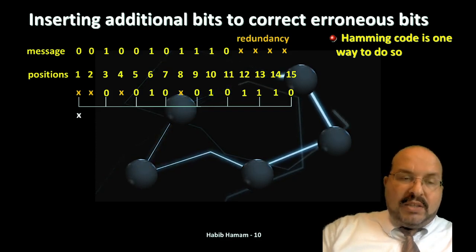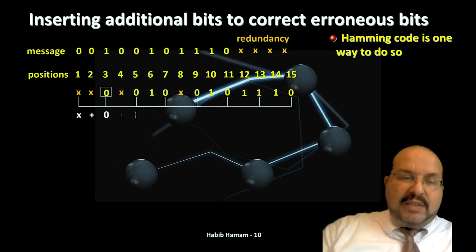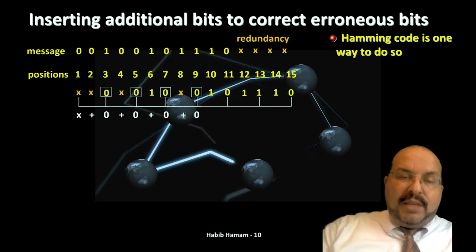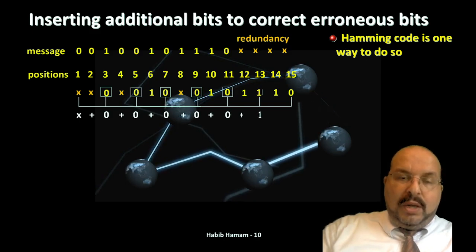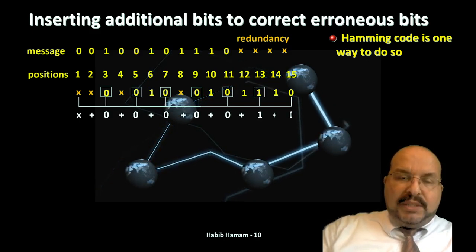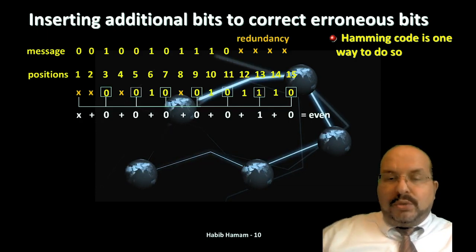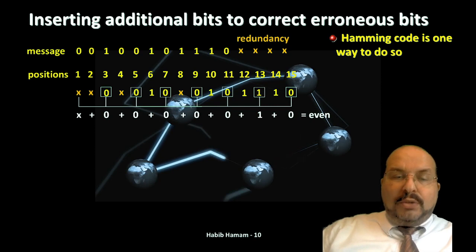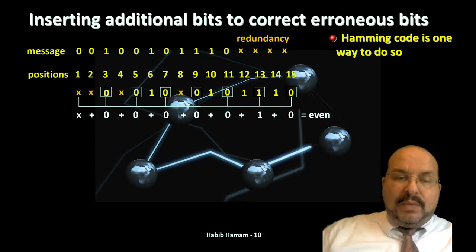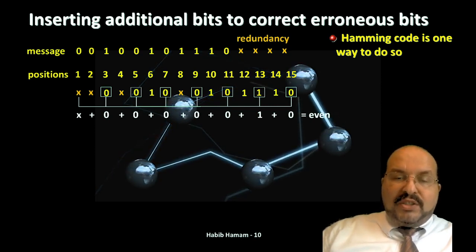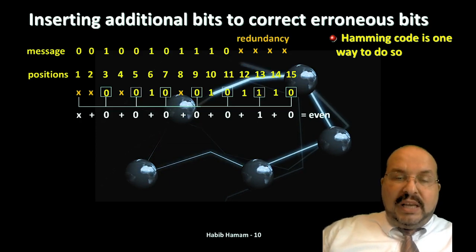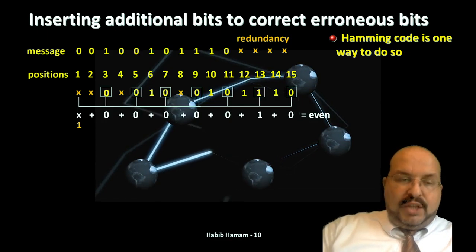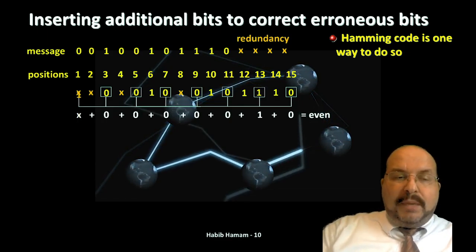So here we have x plus 0, which I selected, plus 0, which I selected, plus another 0, plus 0, plus 0, plus, I'm adding all selected bits. And this should make an addition which is even. In order to do so, x plus 0 plus 0 plus 0 plus 0 plus 1 plus 0, in order to have it even, x should be 1. So I replace x by 1.